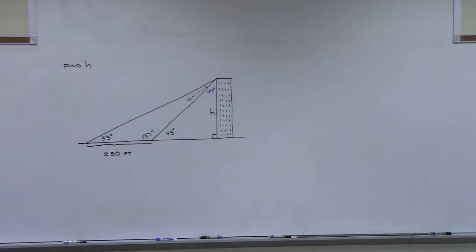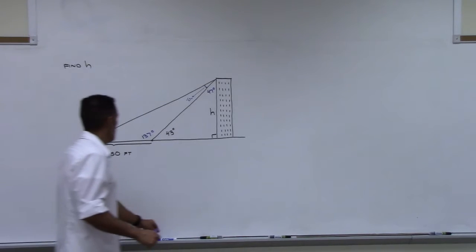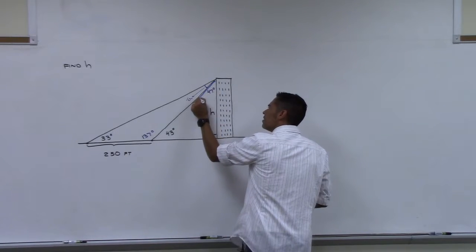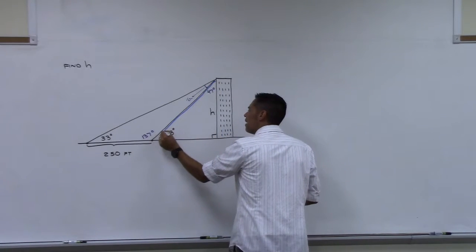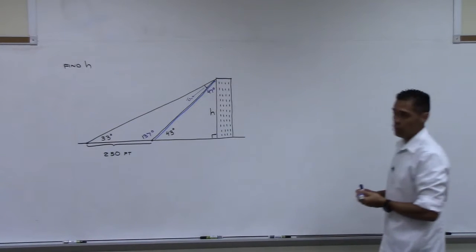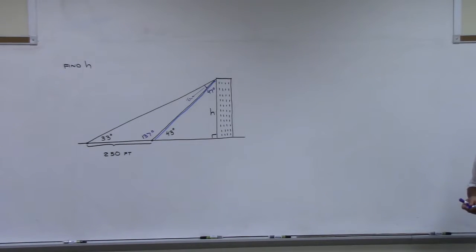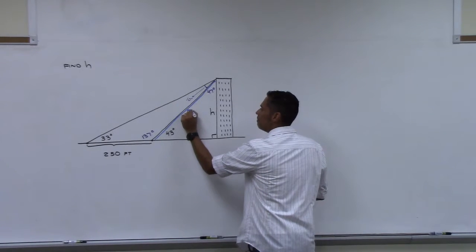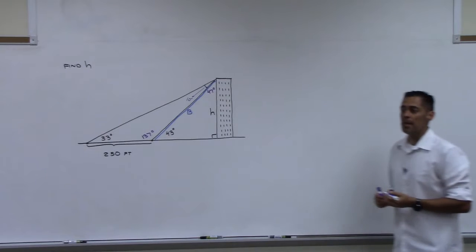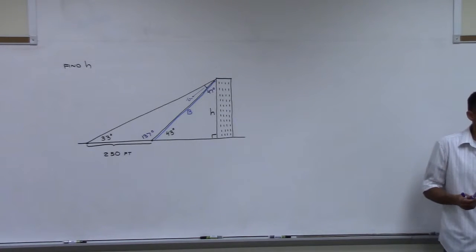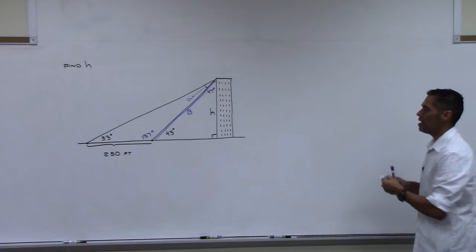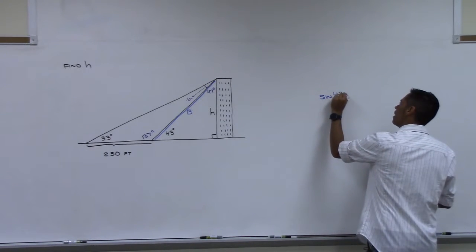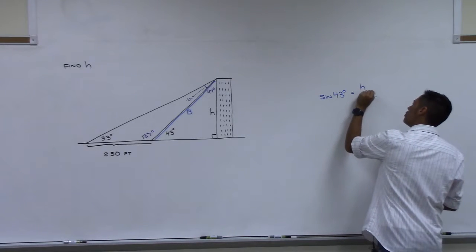Let me ask you this. What if I had this side right here? If I had that side, would that be good? Let's see why that would be good. Just for the sake of calling it something, let's call that B. Let's say we had B. Then do you agree with this statement? Sine of 43 is H over B.